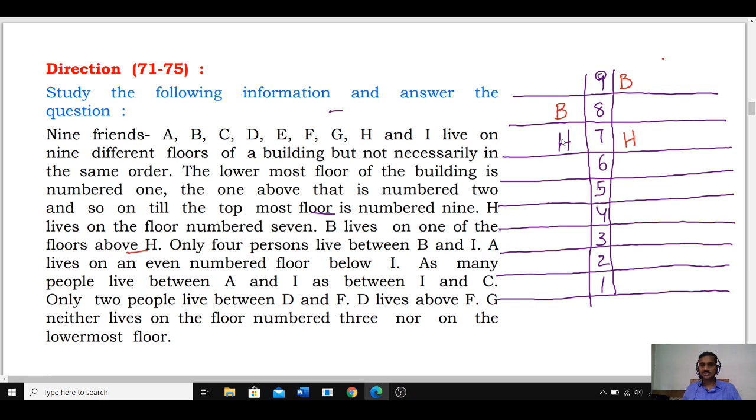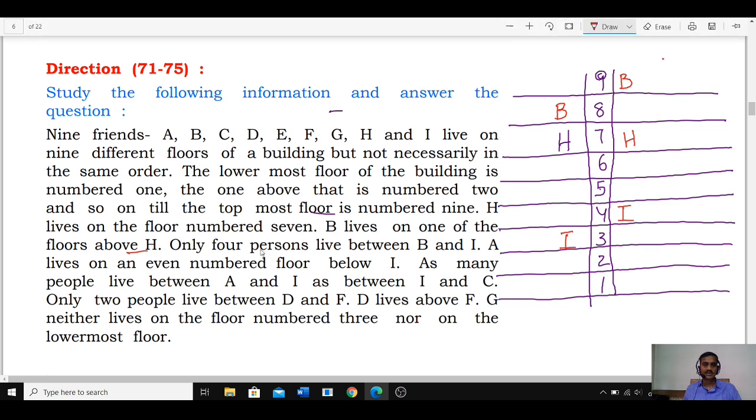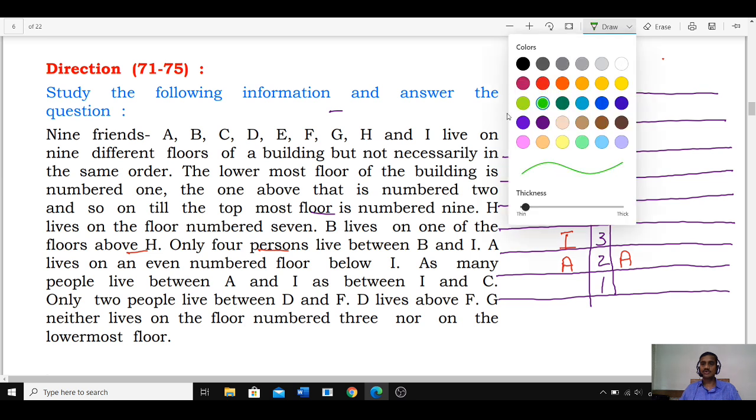Only 4 people between B and I. So in the first case, where should I be? On the third floor, because there are only 4 people: 1, 2, 3, 4. Only 4 people between B and I. And A lives on an even number floor below I. A is on an even number floor below I. Here also, A is on an even number floor below I.